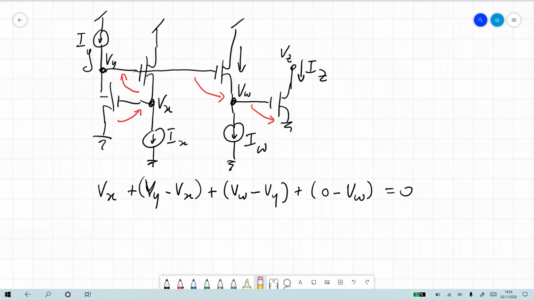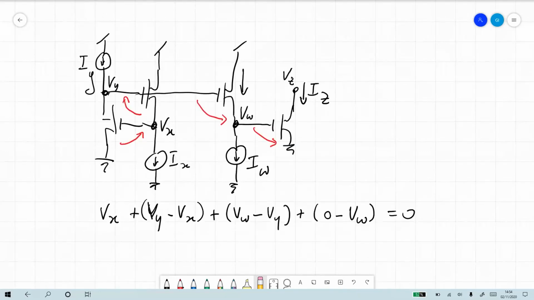So now, if you remember the translinear principle, it's saying that if you have a sum of voltages equal to 0, the product of the currents is equal to 1. So let's write these currents. The current through the first VGS is the first transistor.